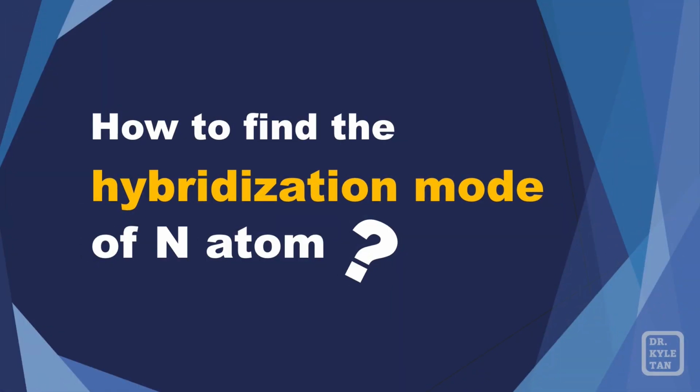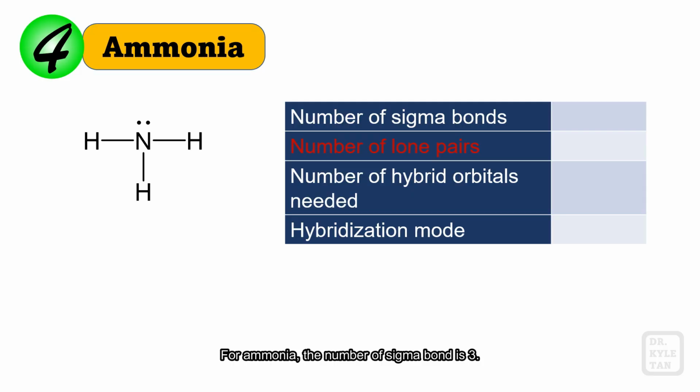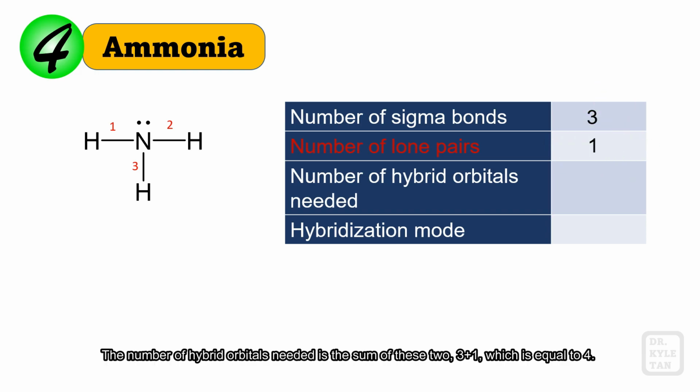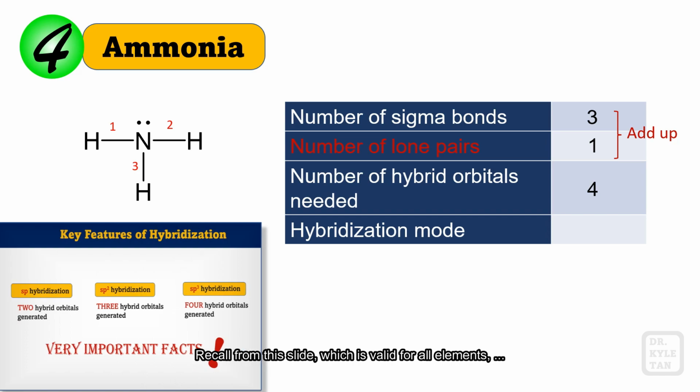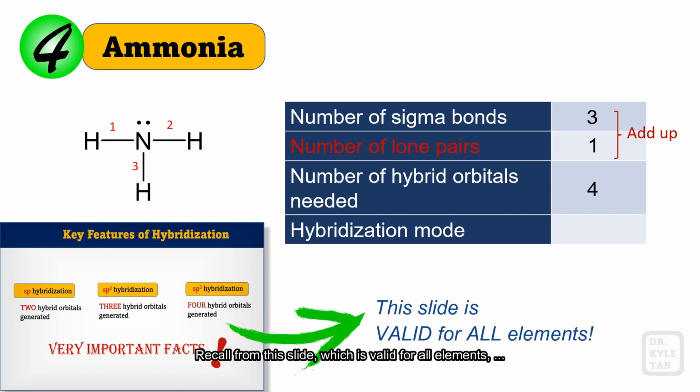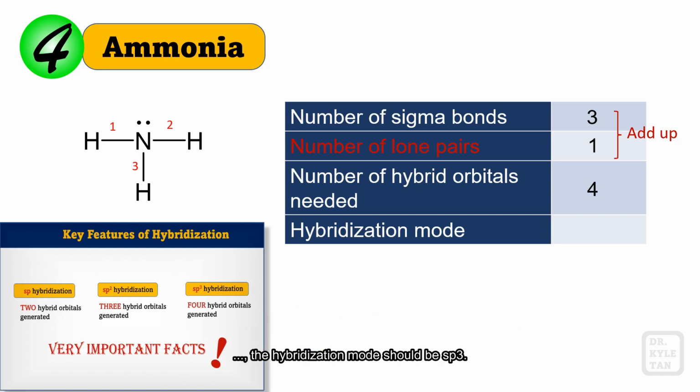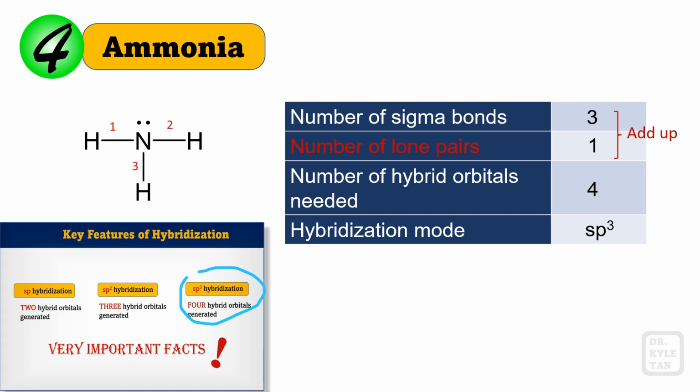How to find the hybridization mode of an atom? For ammonia, the number of sigma bond is 3. The number of lone pair is 1. The number of hybrid orbitals needed is the sum of these two, 3 plus 1, which is equal to 4. Recall from this slide, which is valid for all elements, the hybridization mode should be sp3.